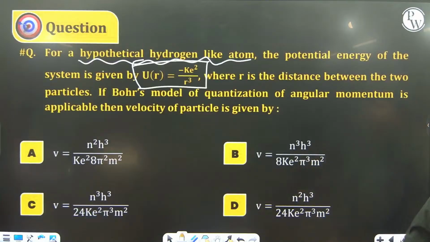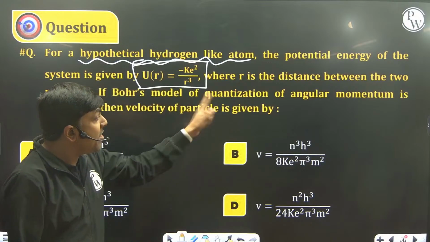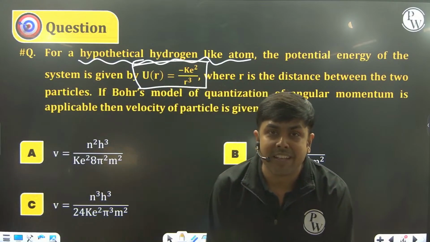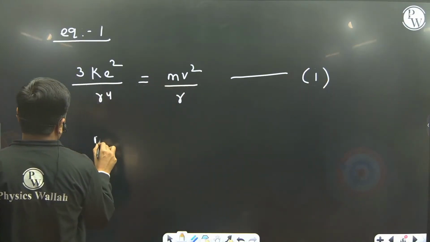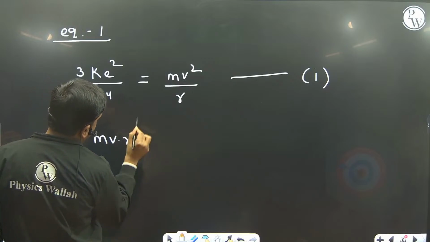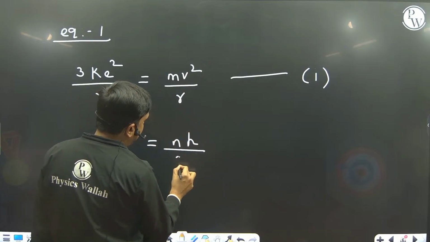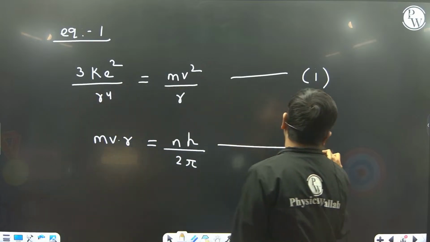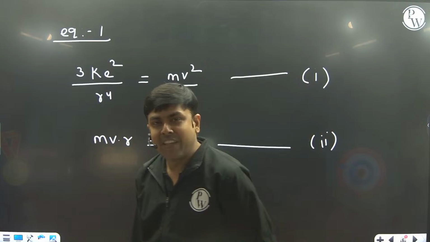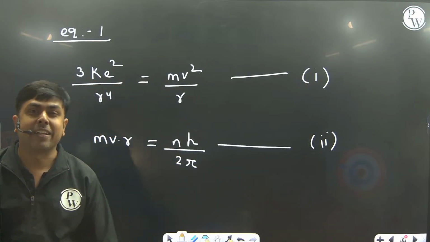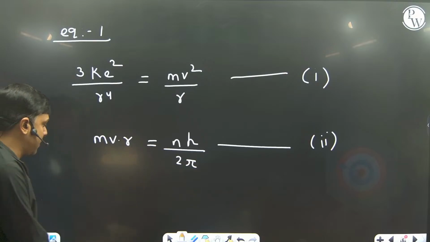Now, if we look at this particular question, the question says Bohr's model of quantization of angular momentum is valid. So if quantization of angular momentum is valid, and this angular momentum is nothing but moment of momentum, it is mv dot r or mv cross r, that is equal to nh by 2 pi. This is my equation number 2. Now, with the help of these two equations, we can calculate the magnitude of velocity. Can you do it? Let's try to do it.